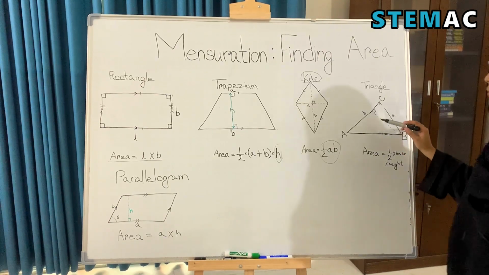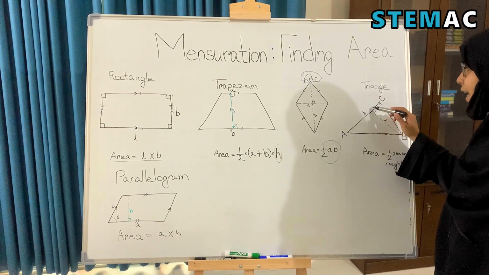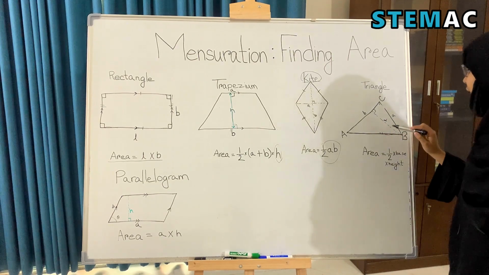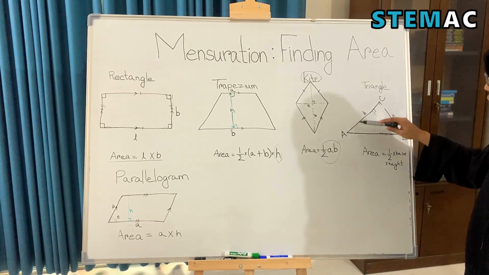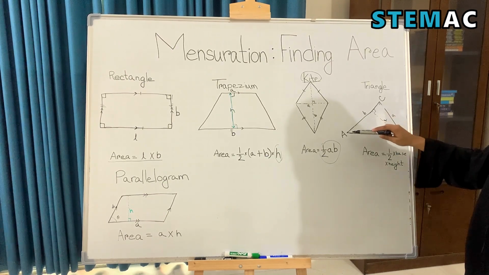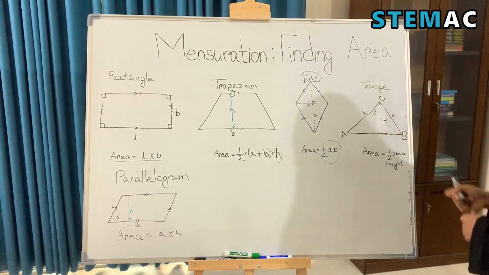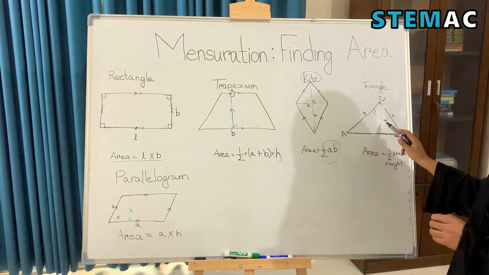Remember, when finding the area of a triangle, if you take one side as the base, the height would be the length from the vertex opposite to this side, that makes a perpendicular with the base. So, in this case, the area would be half into B into L.